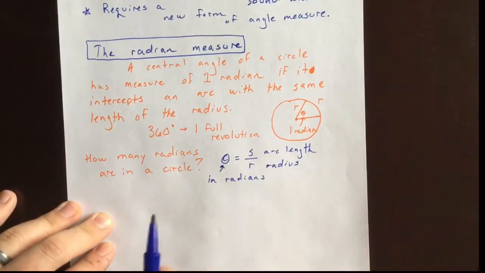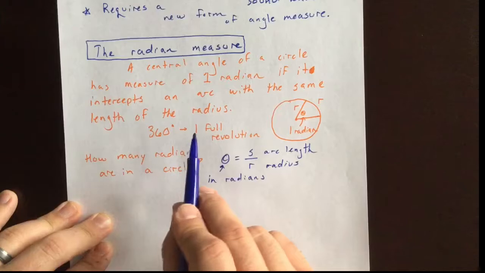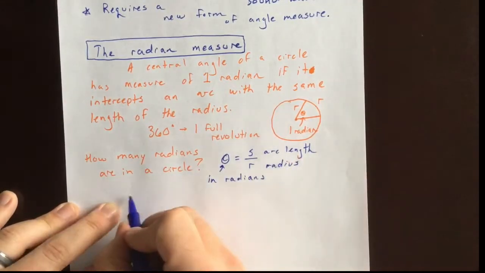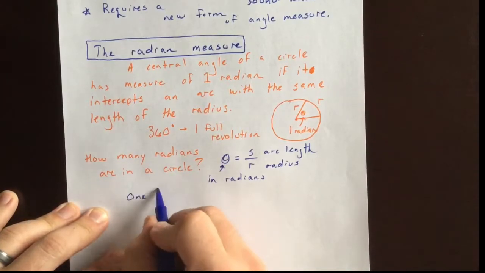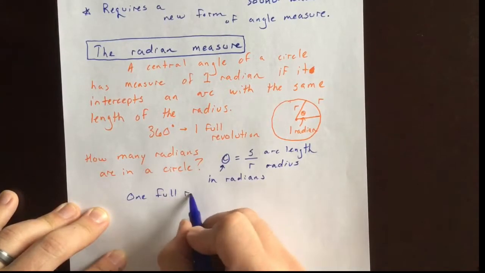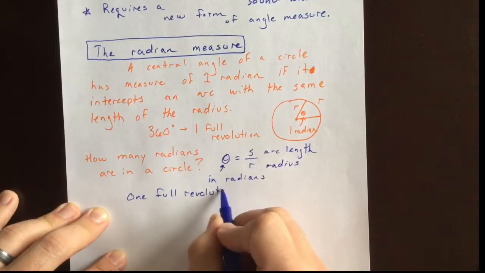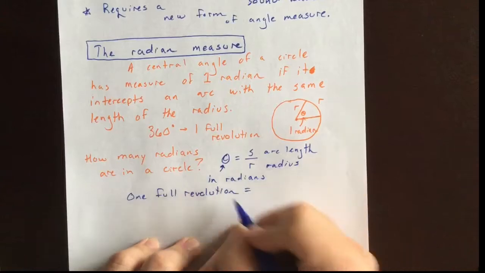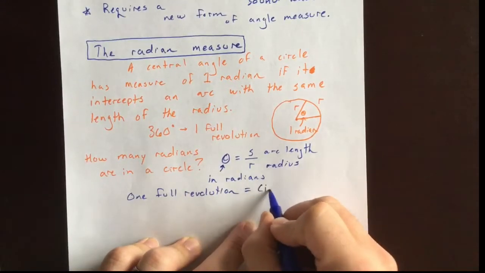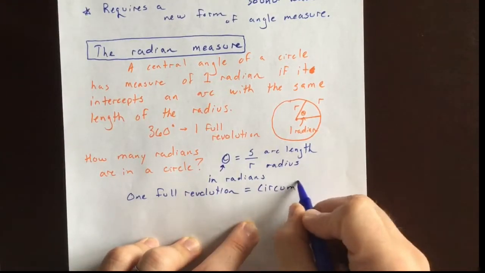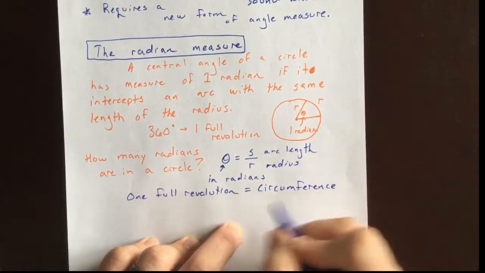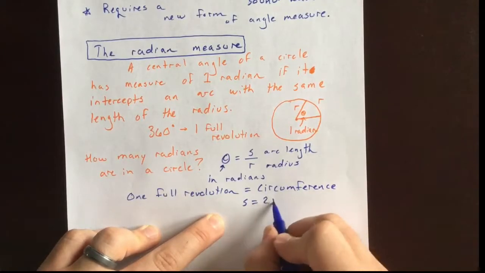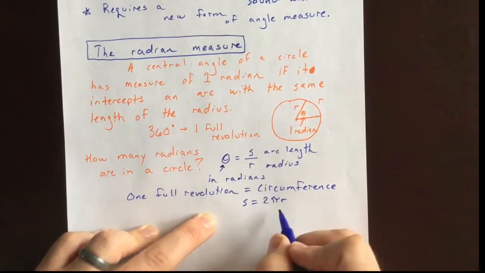So in degrees, 360 is a full rotation. Well, we're talking about arc length. 1 full rotation, or revolution, we also know that that distance is something called the circumference. So the arc length will be 2 pi r. We should be familiar with that.